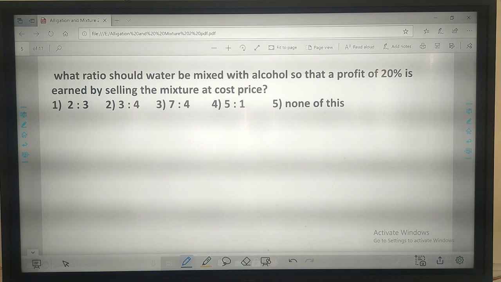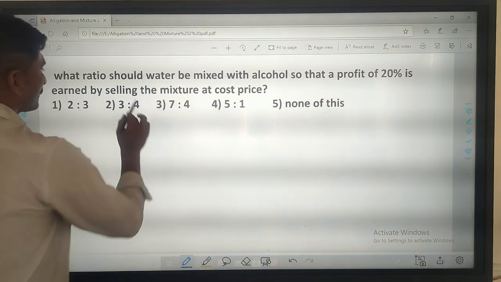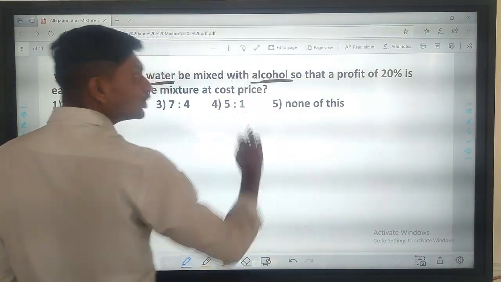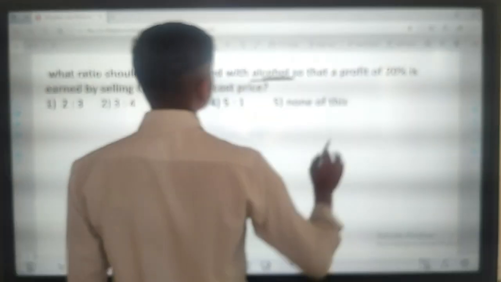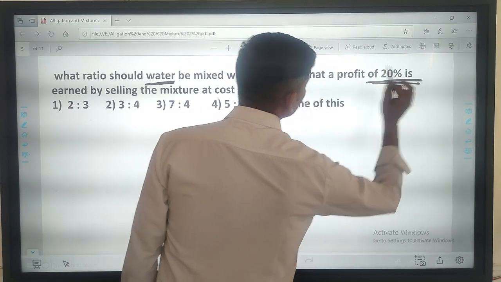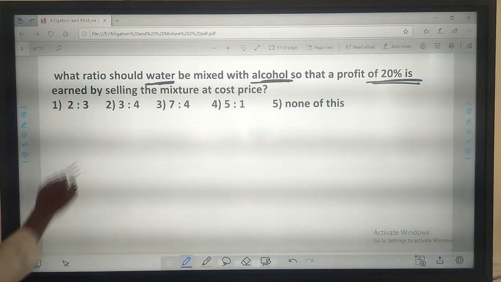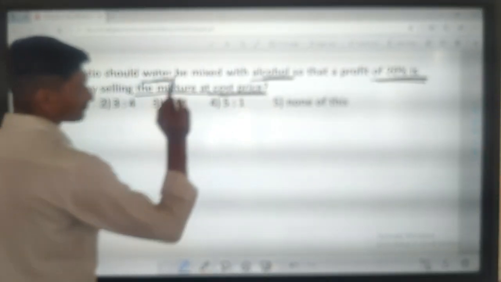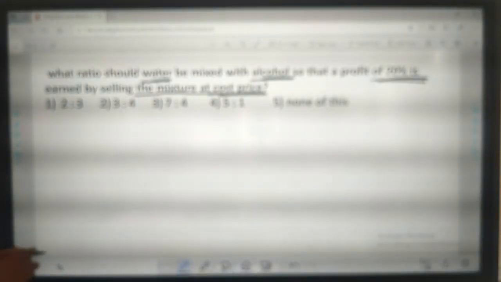In what ratio should water be mixed with alcohol so that a profit of 20% is earned by selling the mixture at cost price?